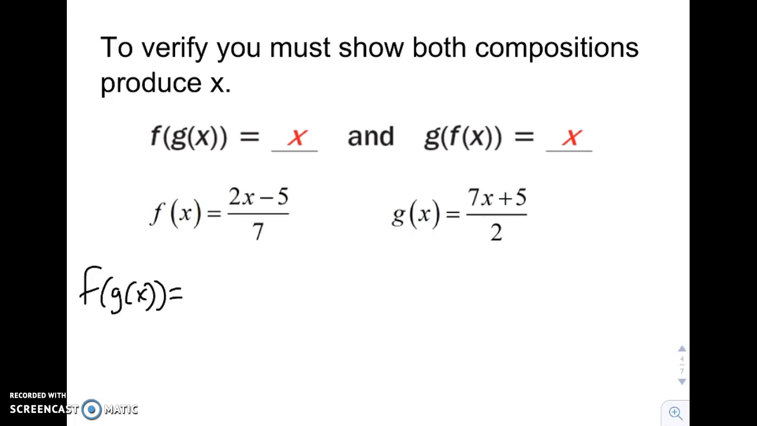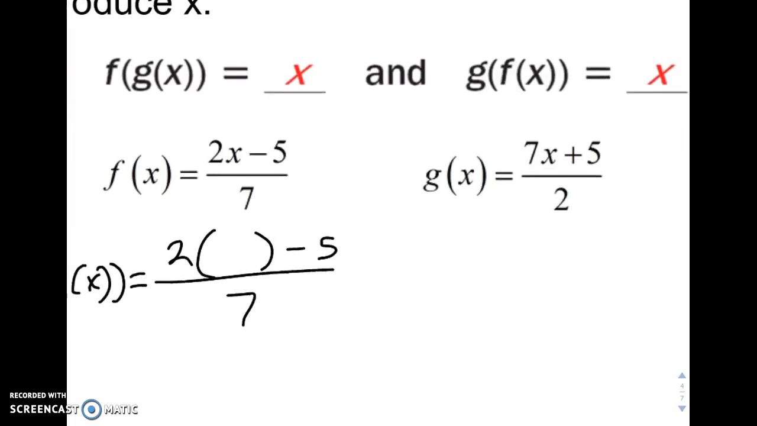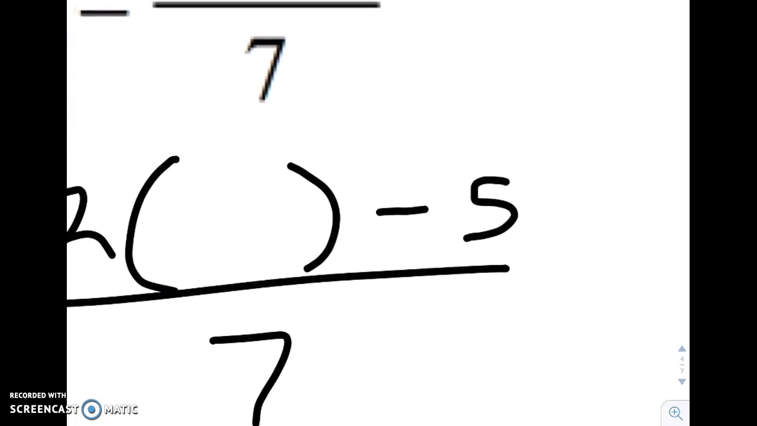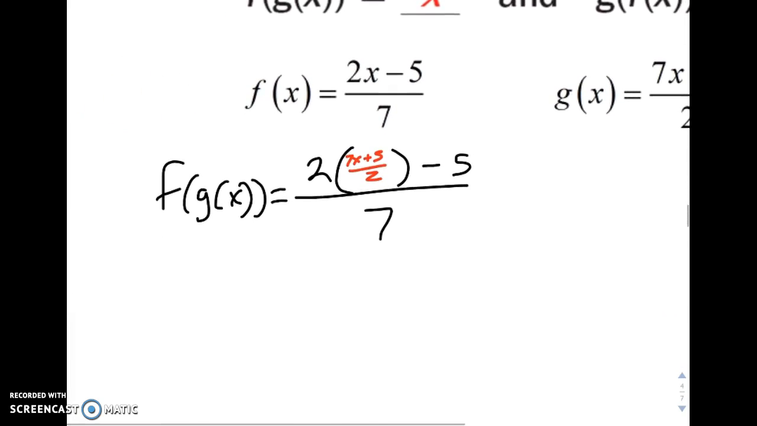Let's compose those. Well, you start with f, so it's 2 times your input minus 5, all over 7. Well, g is going to go in as our input, and so in this space I have to put g, which is 7x plus 5 over 2. So I will do 7x plus 5 over 2. And now we just want to make sure we carefully see that everything cancels out like it should.